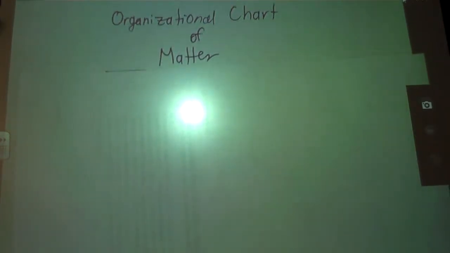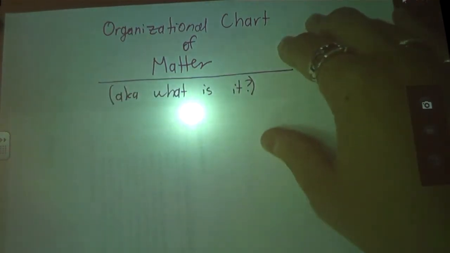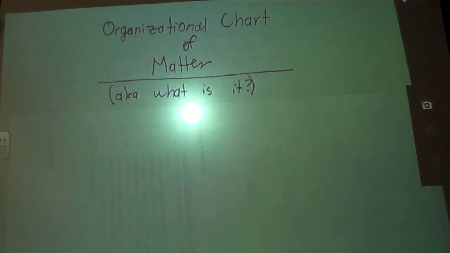All right, as we progress in our learning about the world around us, after we talk about atoms comes kind of the next biggest thing, and it is called the organizational chart of matter, which sounds big and complicated, and nobody ever knows what that means. In short, what is it? How complex is it?